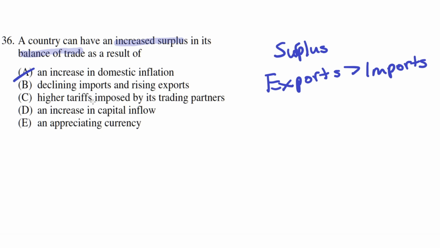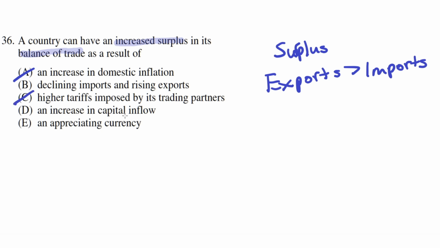C. Higher tariffs imposed by its trading partners. This is incorrect because higher tariffs would mean that the cost of goods in that country would be greater, and other foreign countries wouldn't buy as much goods from that country because those goods are more expensive. So exports would decrease, and the gap between exports and imports would be smaller. The surplus would decrease. So C is incorrect.